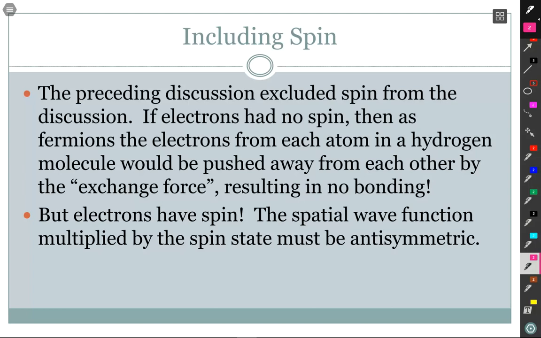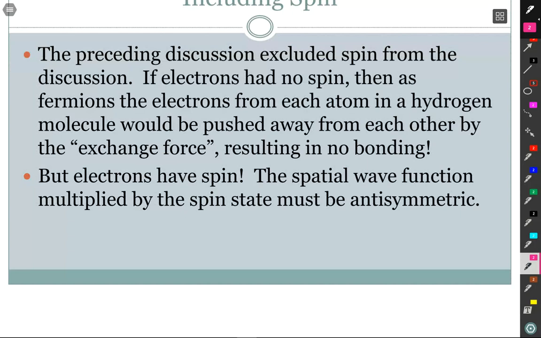And if electrons didn't have spin, you notice this statement, you'd have no bonding if electrons didn't have spin. If they didn't have spin, the fact that they're fermions means that they would always be pushed apart and repelling. You would never have electrons pulled together. So how is it that we can have, I said fermions gave me that pushing apart wave function, right? Well, it gets a little more interesting than that. The spatial wave function multiplied by the spin state must be antisymmetric.